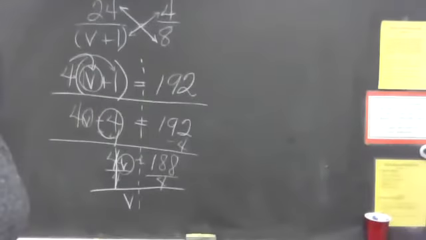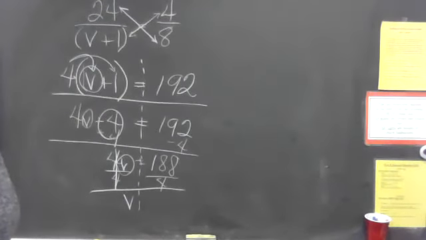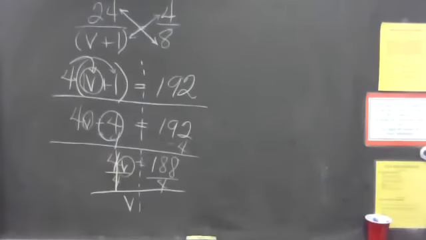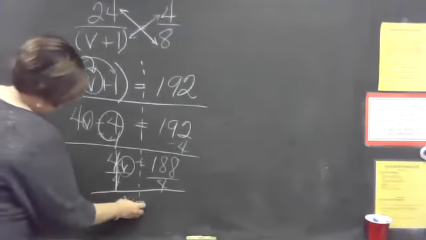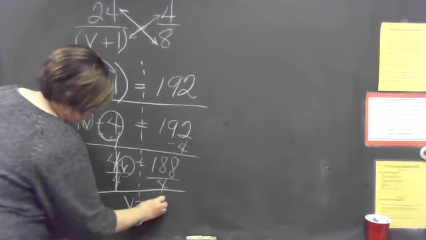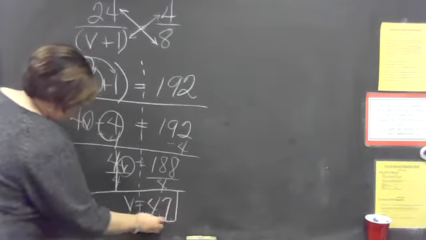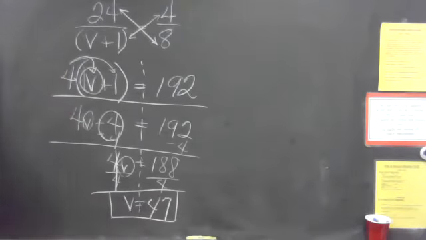Hang on, I need to let Sherry in. There we go. And so V is going to be 47. Is that correct? Is that what y'all get on your calculator? Yes. And we've solved for V now.